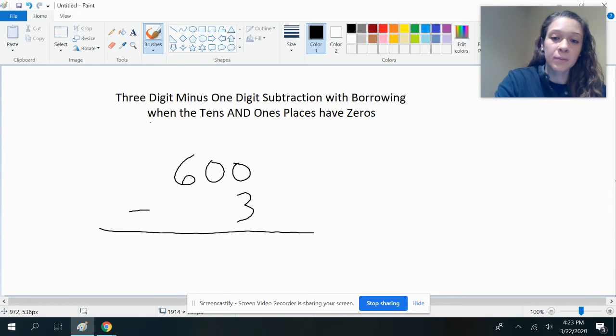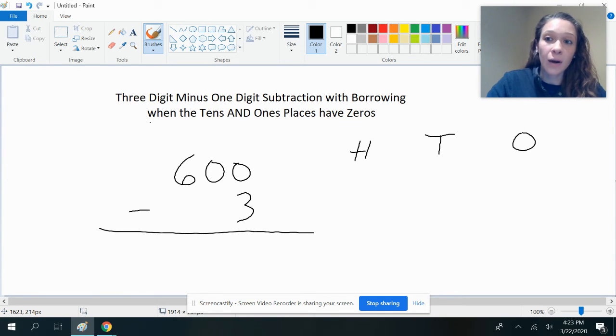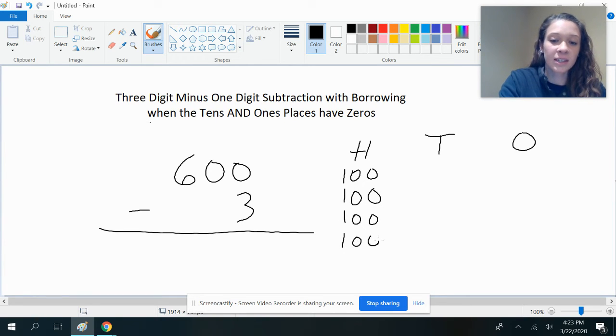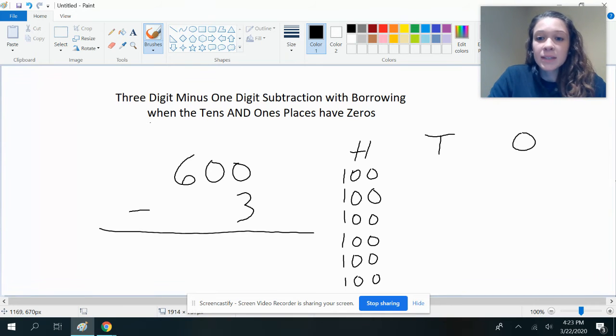So that means I'll make my hundreds, tens, and ones chart. I'll fill in how many hundreds I have. There's a 6 in the hundreds place. That means I have 6 hundreds. 100, 200, 300, 400, 500, and 600. I have a 0 in my tens place, so that means I have no tens, and I have a 0 in my ones place, so that means I have no ones as well. So no tens and no ones, okay?